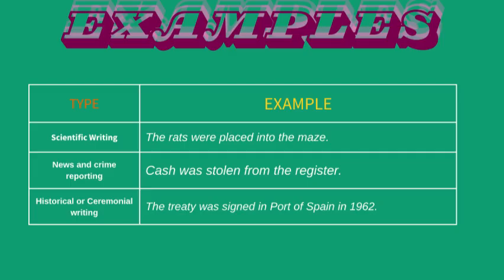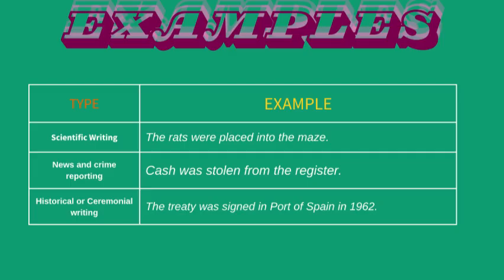Because if we had this in the active voice, we might have said, the scientist placed the rats in the maze. Right? In this case, you want to focus on the procedure and the result rather than what would have been the subject, scientist. Next, we have news and crime reporting, where we can use the passive voice.